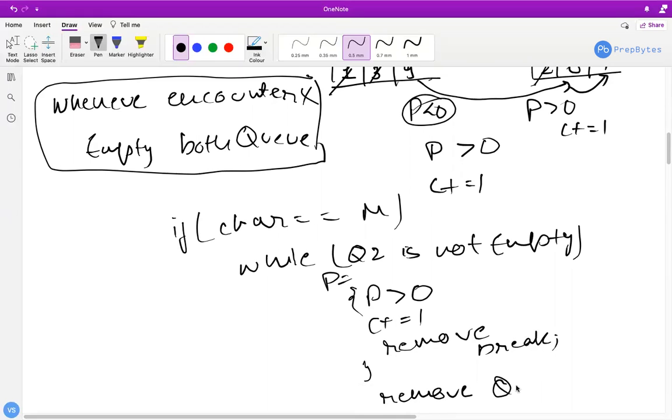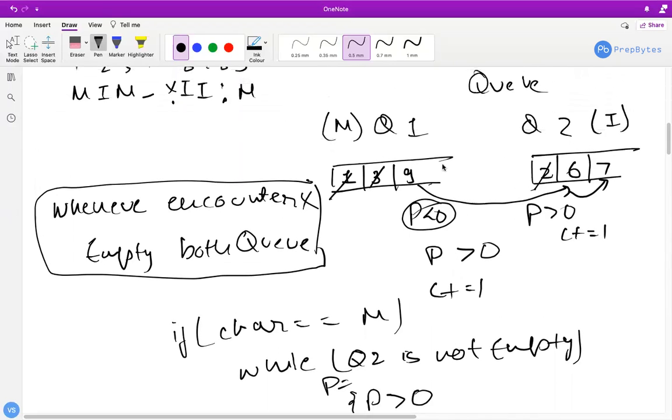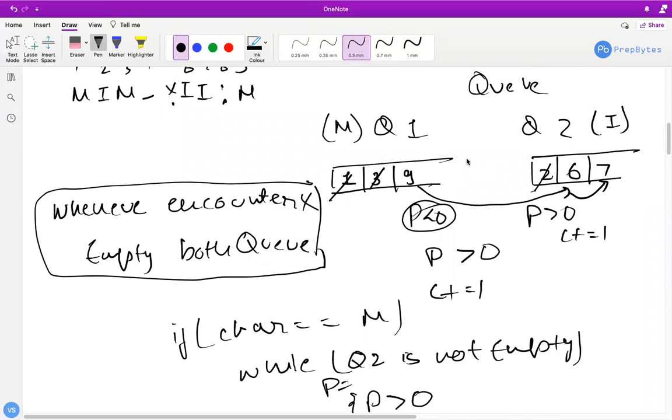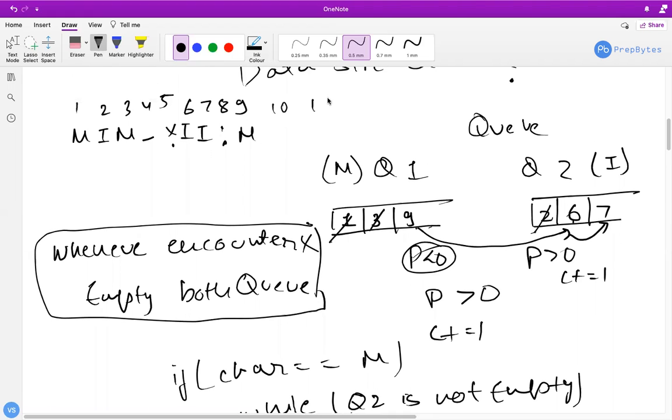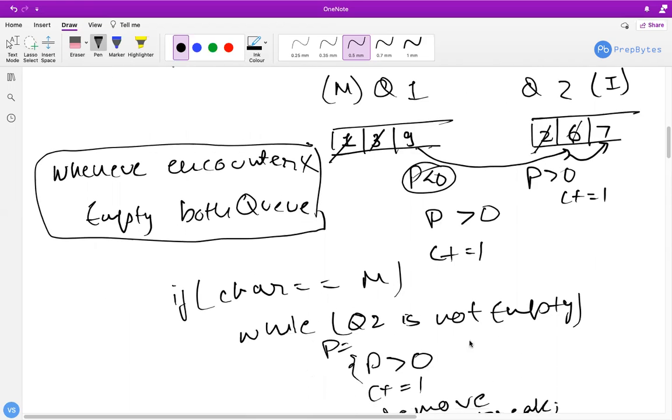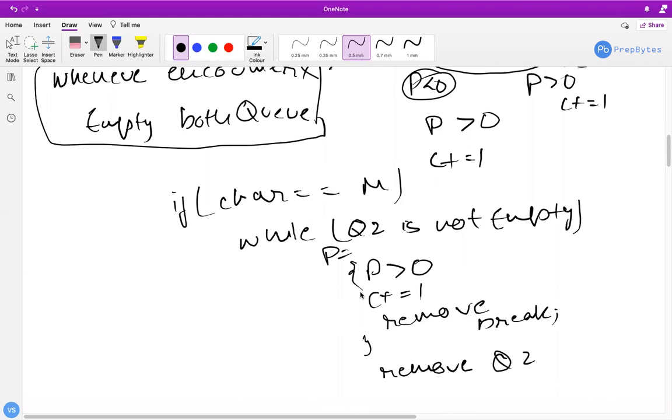Why remove from Q2? Because when the attraction power of this M at index 9 is less than 0 for 6, then of course after 9 we will only get 10, because we are traversing in increasing order. So it's obvious that for 10 also the value will be less than 0. So we can just remove this thing. If it is less than 0, we just remove it. So this is the approach that we can use to solve this question.